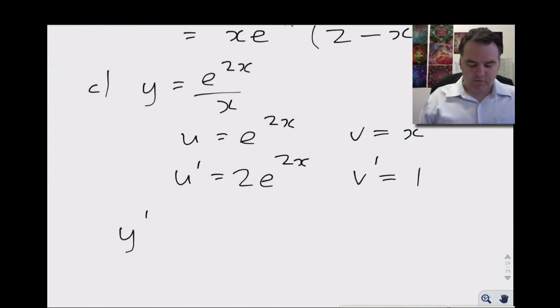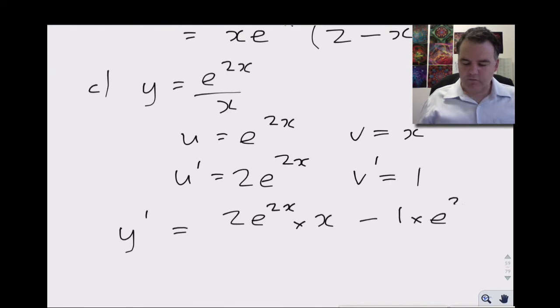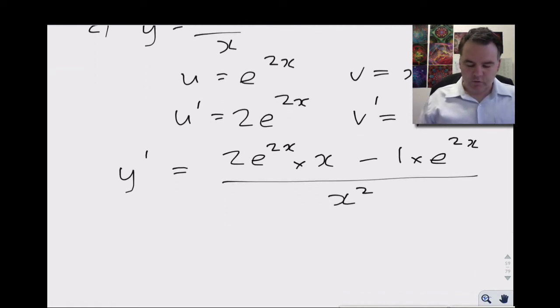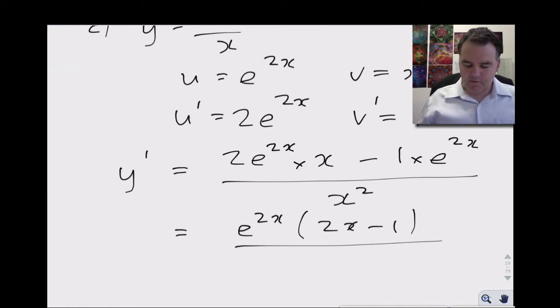So the derivative of the whole thing, dy dx, is u dash v minus v dash u divided by v squared. That's the formula for the quotient rule that we covered before. Top line, we've got a common factor of e to the 2x. So that will give us 2x minus 1 divided by x squared. That's the simplest we can write that.